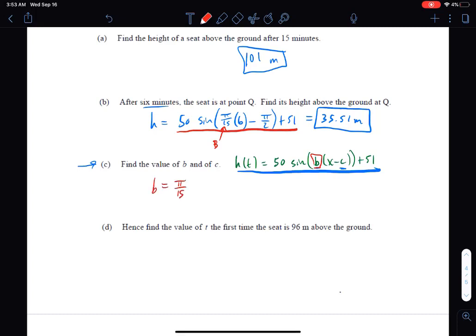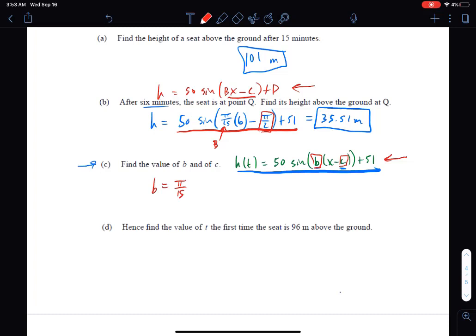But this value C here is not the same thing as pi over 2, because this equation that I have here is written as b(x minus c) plus d. And the difference between this equation and the one that I have right here is they factored b out of the parentheses. Well, they factored it out of x minus c. So my c values are actually different, okay?